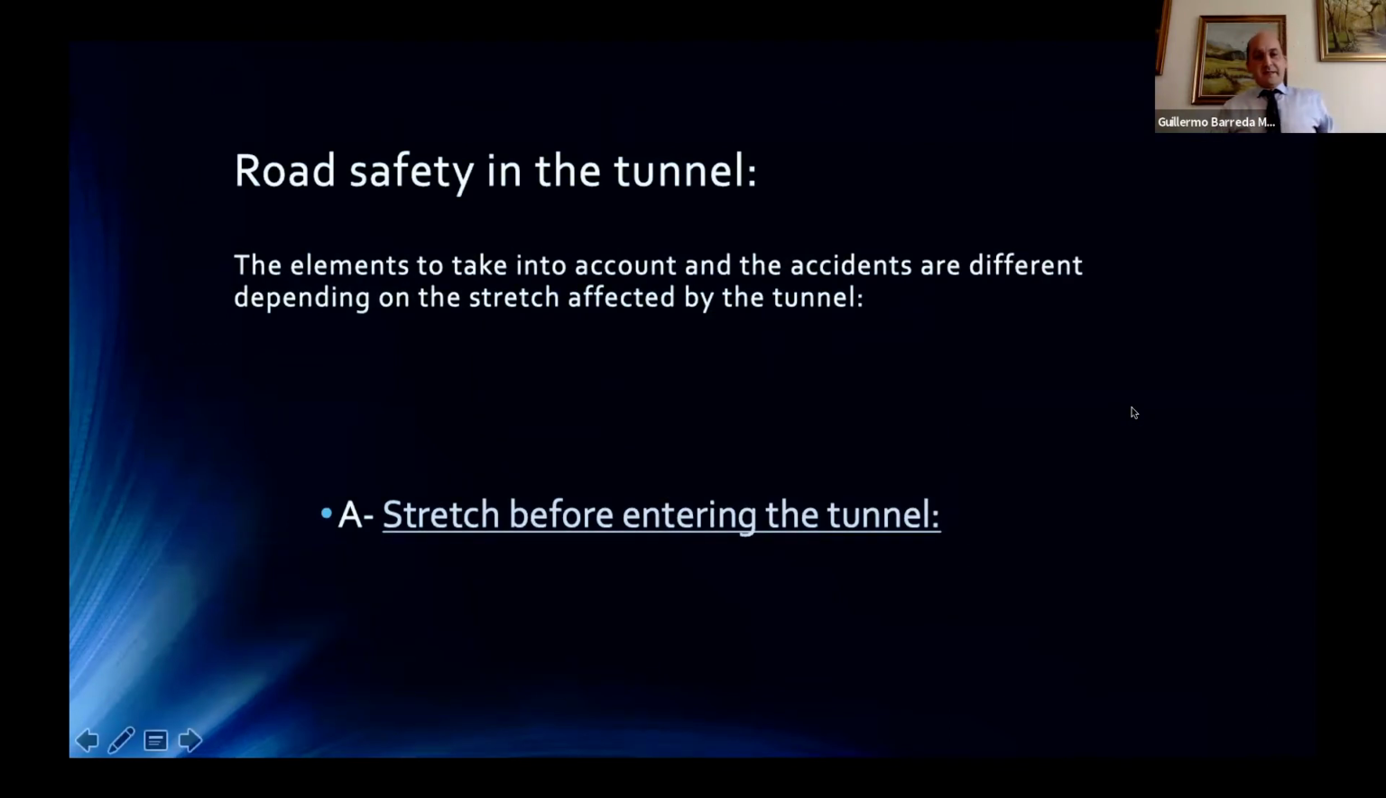Road safety in the tunnel. That is the question. Yes, as we said at the beginning, there are three stretches affected by a tunnel that we will always study. The first is the stretch before entering the tunnel, the second is the tunnel, and the third stretch is the stretch after leaving the tunnel. And they will be very different for lots of parameters, as we will see later.